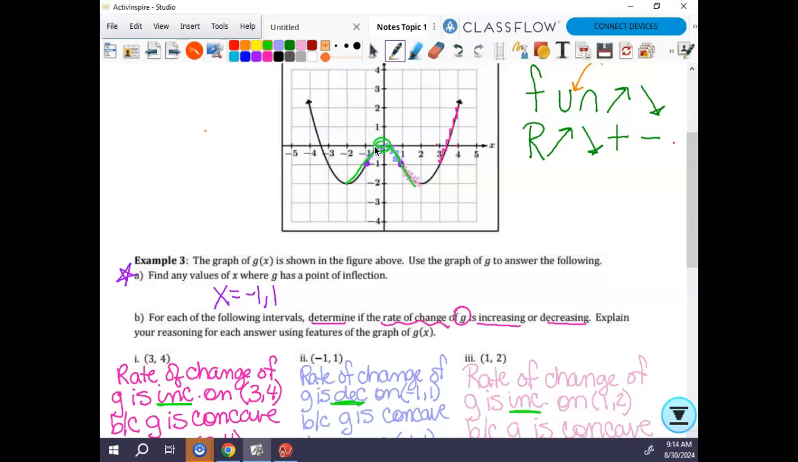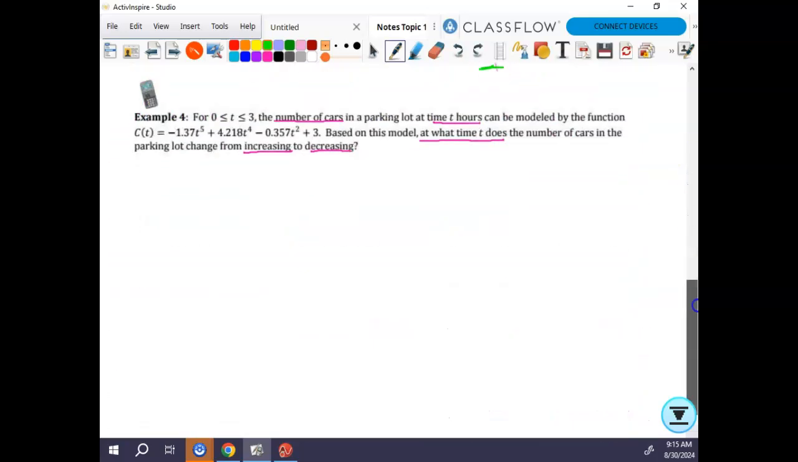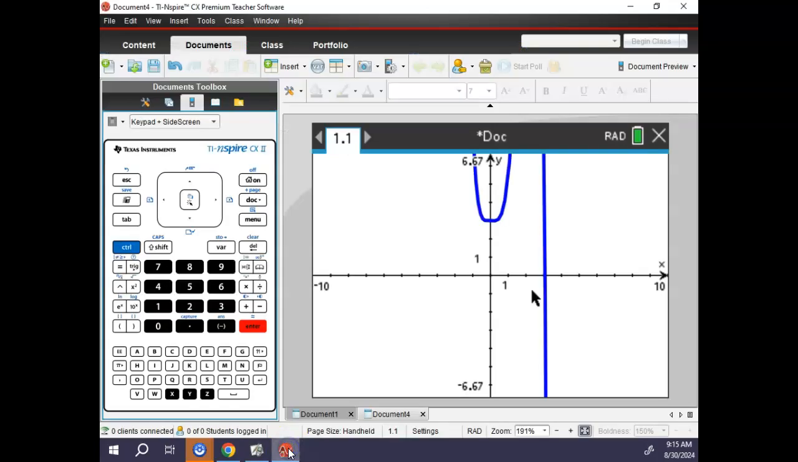Is that a point of inflection? What is that thing? A maximum. It's a relative maximum, right? Even though we've been talking about points of inflection, that doesn't mean we're looking for a point of inflection. We've got to read the question and make sure we find the right thing. All right, so I'm looking for a maximum. Now I'm going to go back and look at what I have in my calculator.